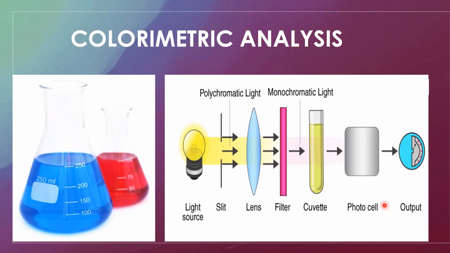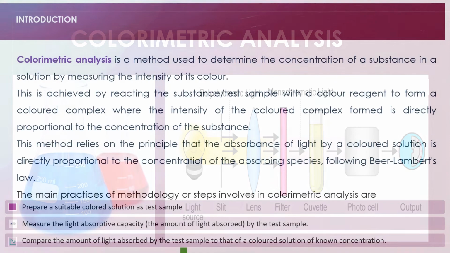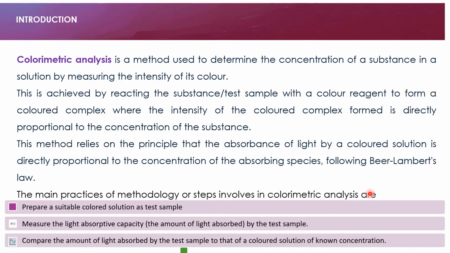In today's class and video, we are going to look at colorimetric analysis. So we'll start our introduction by looking at what colorimetric analysis is. When we talk of colorimetric analysis, it's a method that is used to determine the concentration of a substance in a solution by measuring the intensity of its color.